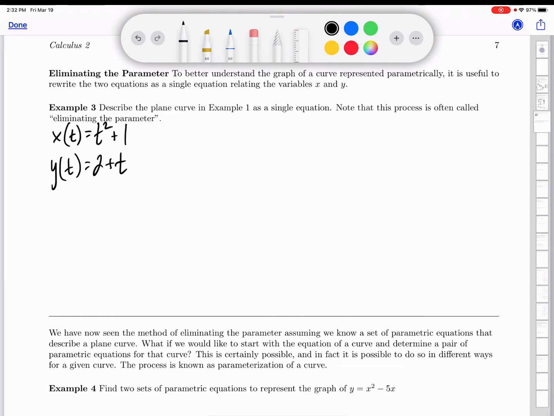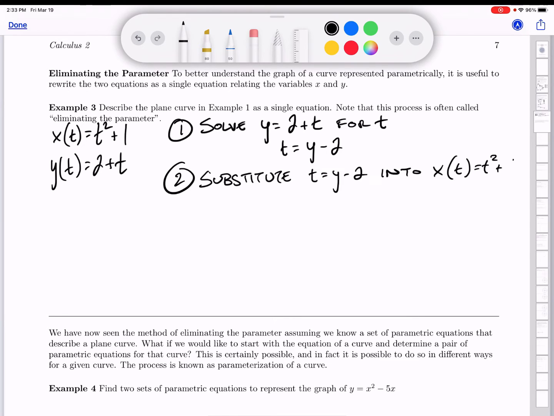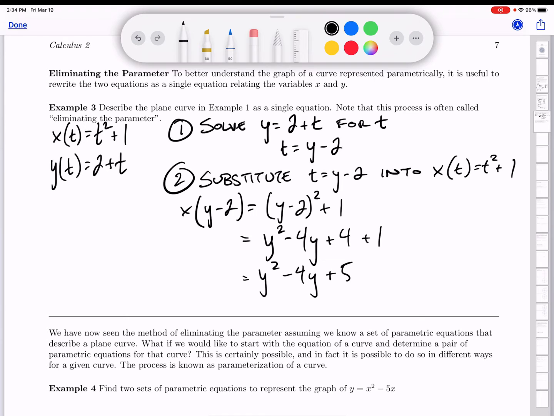There's a number of ways that we can do this, but the trick is finding the easiest one. So first thing I'm going to do is solve y equals 2 plus t for t. This just involves subtracting 2 from both sides. Now substitute. Basically I'm going to replace t with y minus 2. So I expand y minus 2 and I have my equation that defines the curve.